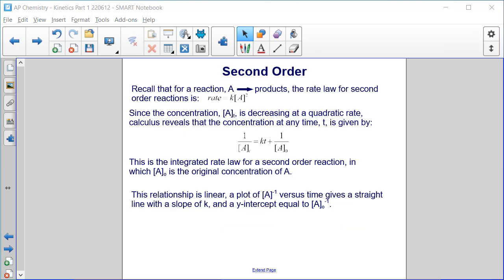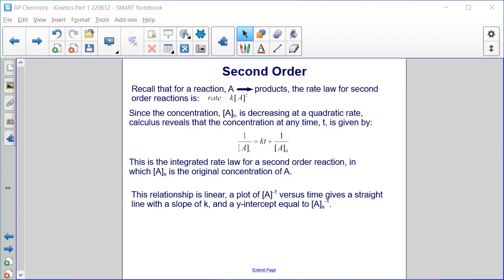All right, now let's look at the integrated rate laws for a second order reaction. Remember that for a reaction where a reactant A produces products, the rate law for the second order reaction is rate is equal to K times the concentration of A squared. Remember that the concentration of A with respect to time is decreasing at a quadratic rate. We can do some calculus to reveal that the concentration with respect to time is given by the following equation.